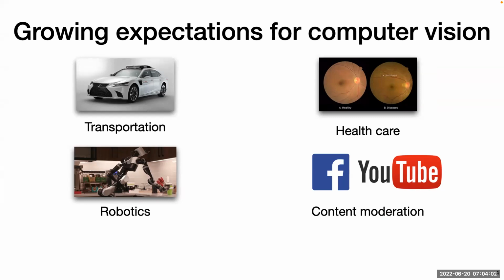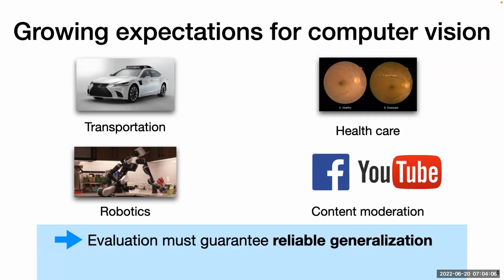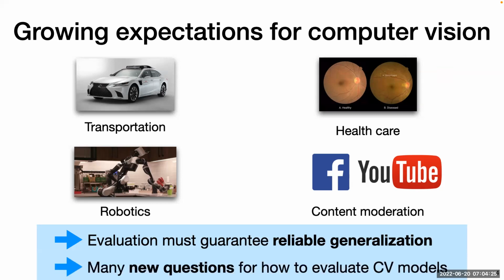But if we deploy computer vision in these challenging environments, it's also important that we can do so in a responsible way. And one key element there is that we have evaluation practices in place that guarantee reliable generalization in the real world. So now we don't need to know only, is paper A better than paper B? But we want to know if we put the method in paper A or B out into the real world, how good is it going to be? And this leads to many new interesting questions for how to evaluate computer vision models. And this is going to be broadly the theme of this tutorial.